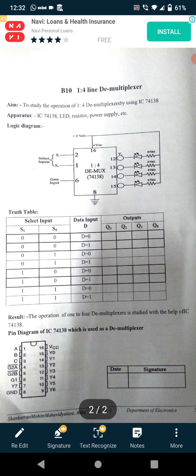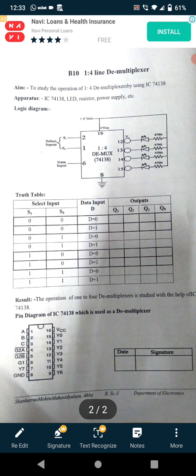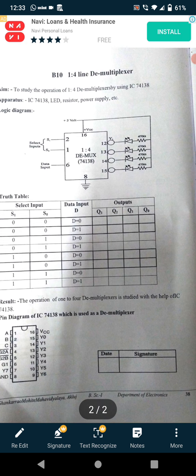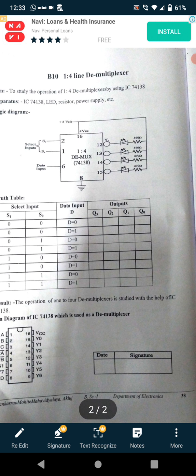See here in this circuit diagram, pin 8 is connected to ground and pin 16 is connected to the +5 volt power supply. Pins 1 and 2 of this IC are used as select inputs S0 and S1. Then only one input line, pin 6, is used as the data input line. Pins 12, 13, 14 and 15 are used as outputs Q0, Q1, Q2 and Q3, which are connected to LEDs through 470 ohm resistors connected to the +5 volt power supply.